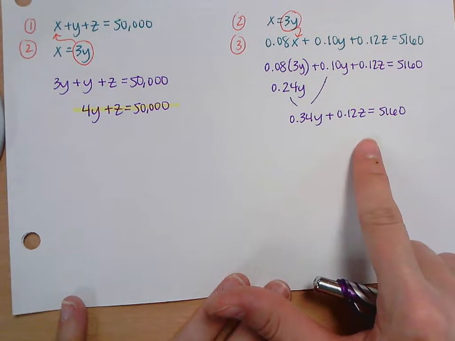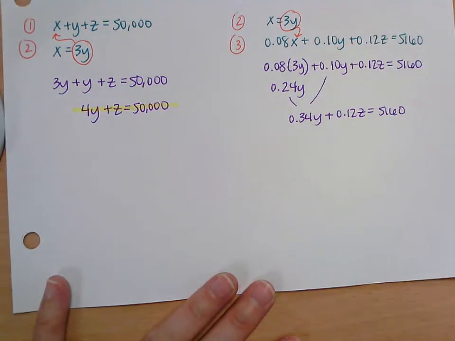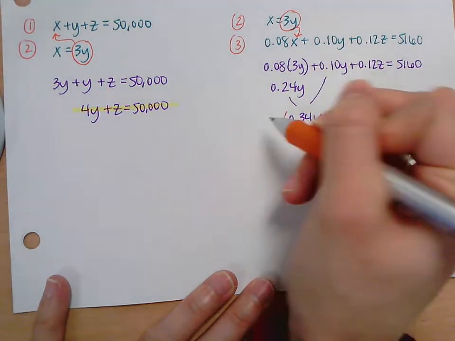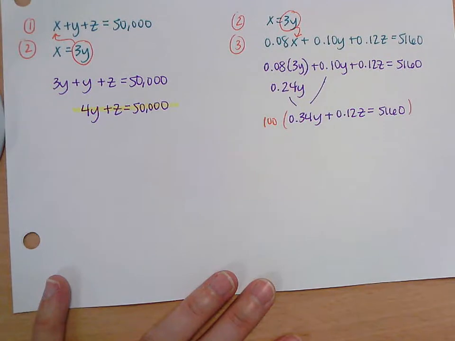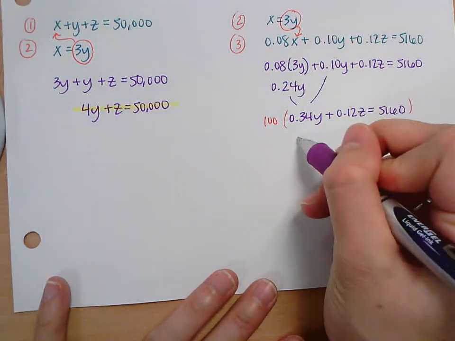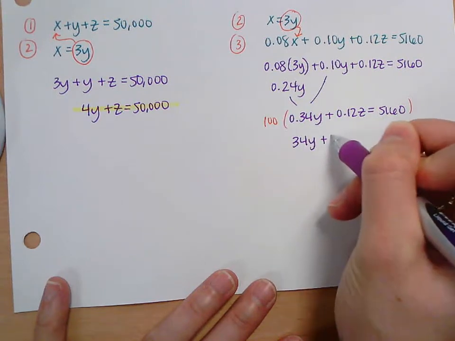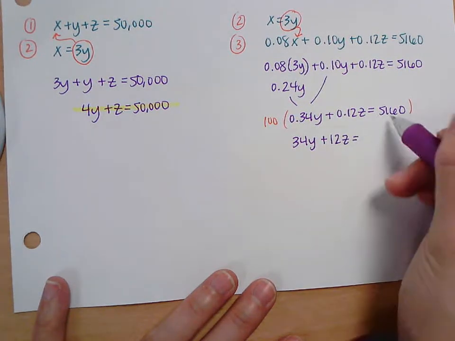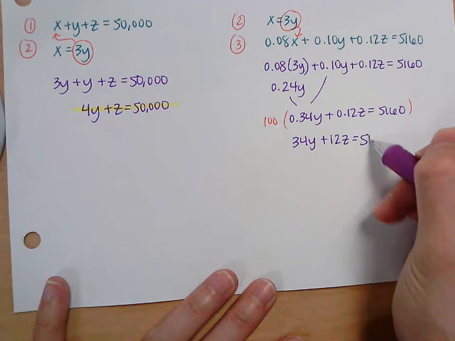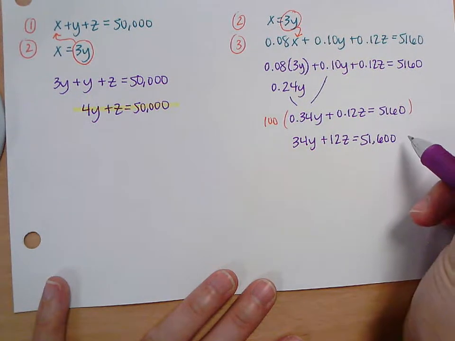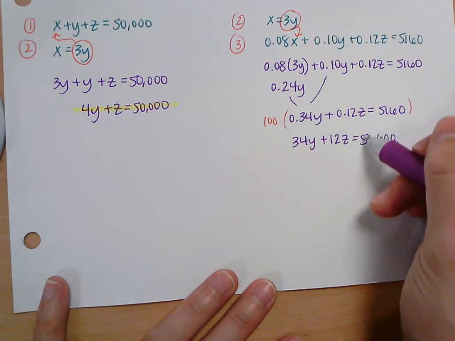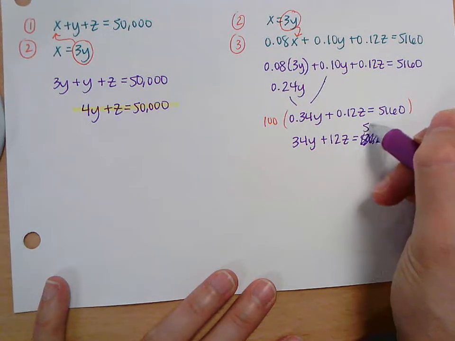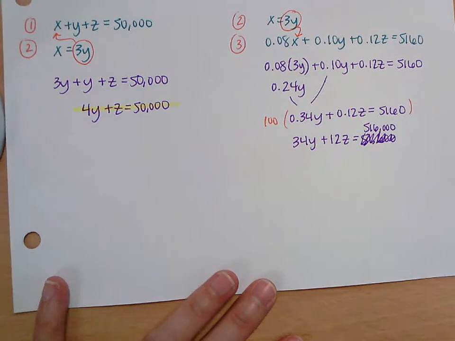Isaac? I could multiply this whole thing by 100 since these 2 decimals are to the hundredths place. So this then would be 34y plus 12z equals, and this will now be 51,600. Oh no, 516,000. I lied. Adding 2 zeros on the end.